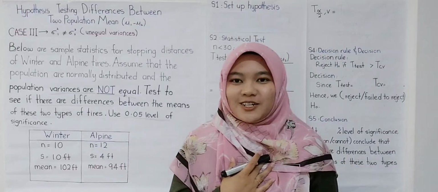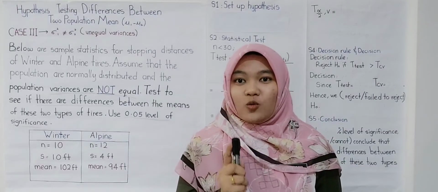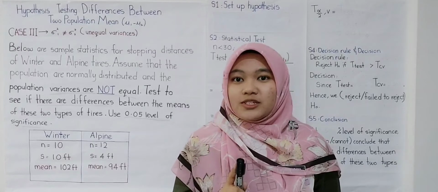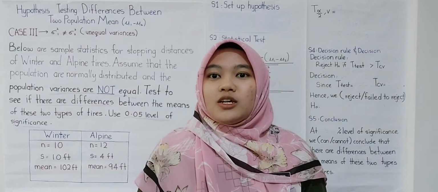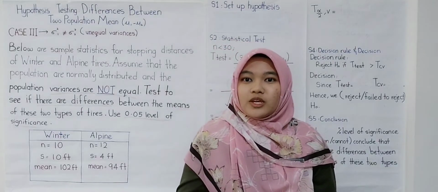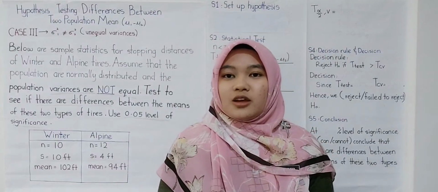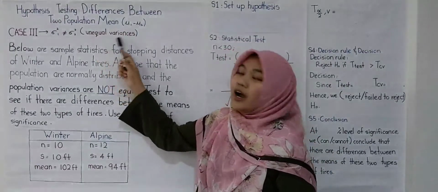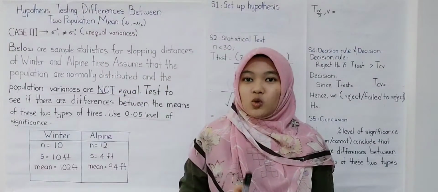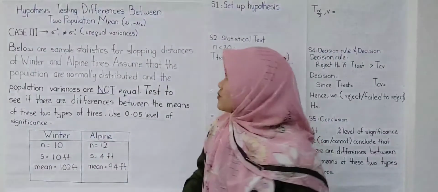My name is Esra Soraya Binti Mazlan, and today we'll be learning about hypothesis testing involving two population means. As you already know, there are three cases, but today we'll be focusing on case 3, which is for unequal variance. So let's look at the question first.